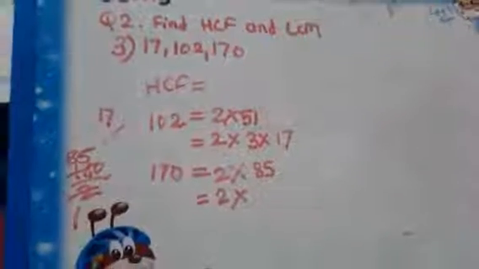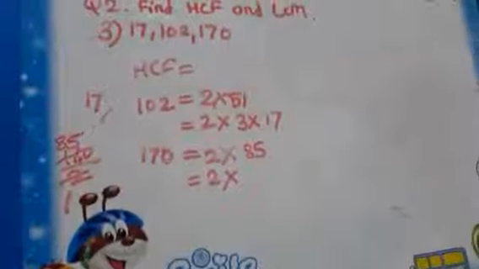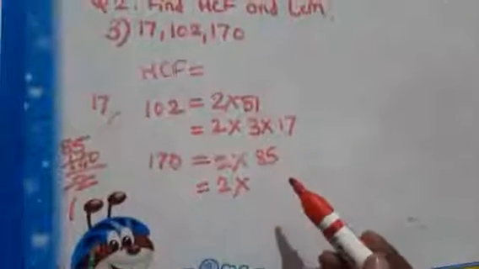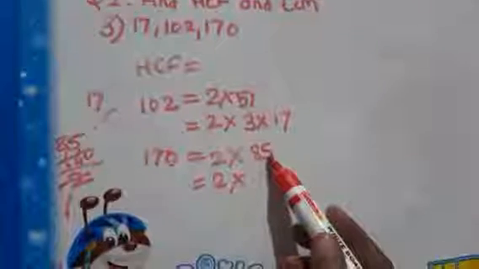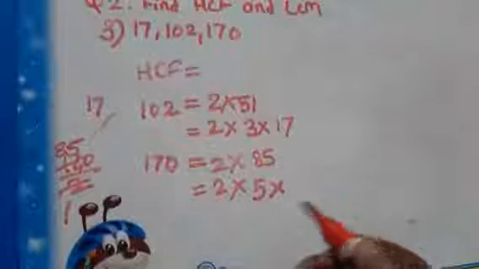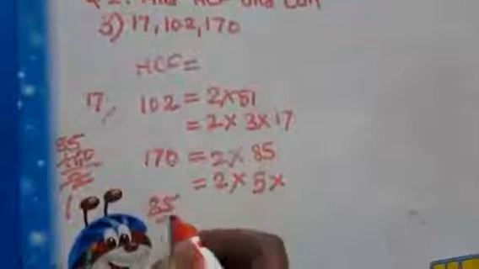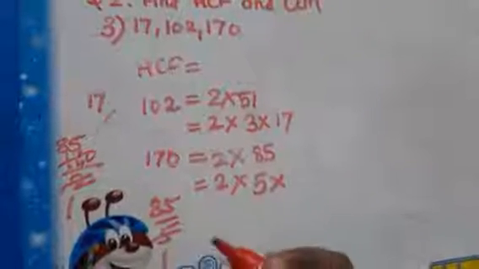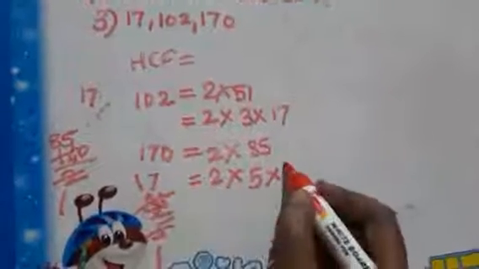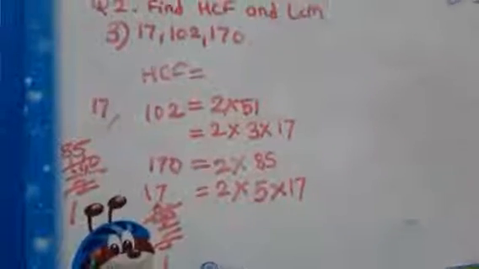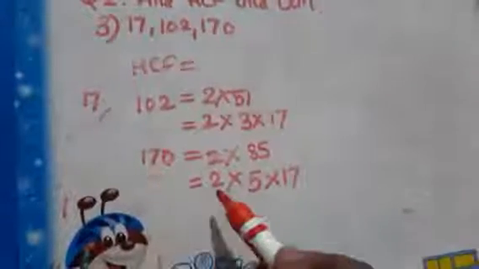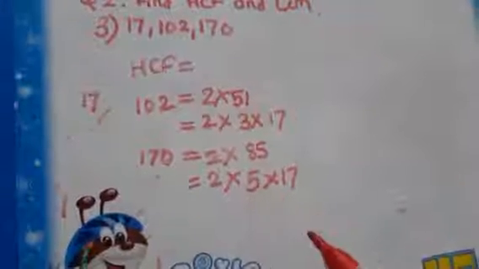For 85 now we have to find factors. It is not divisible by 2. Check for 3. 8 plus 5 is 13. No, not possible. So we will take 5. This number is divisible by 5. So we will take 5 into, what should be written? 85 divided by 5. 5 ones are 5. 5 ones are 5. 3 will remain. 5 sevens are 35. It will be 17. So in this way 170 can be written as 2 into 5 into 17.